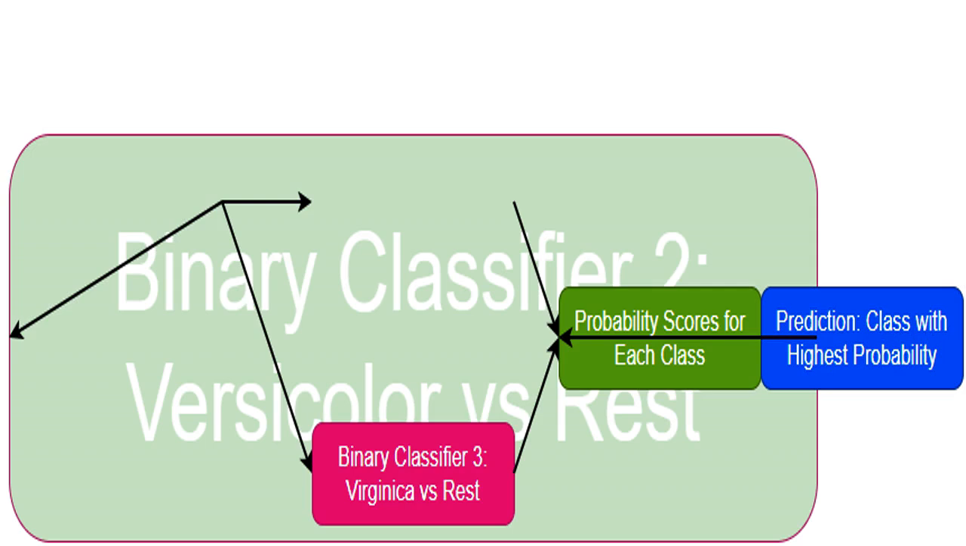Now, we're creating a second classifier. It works in a similar way to the first one but focuses on identifying versicolor irises, separating them from setosa and virginica. Notice the pattern?